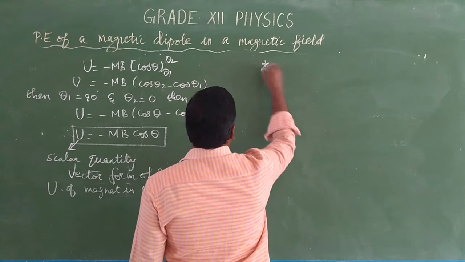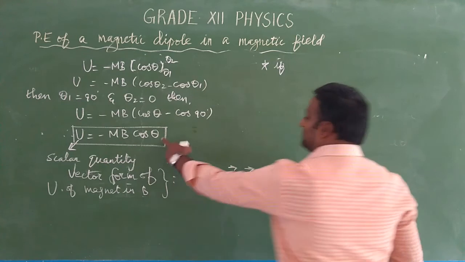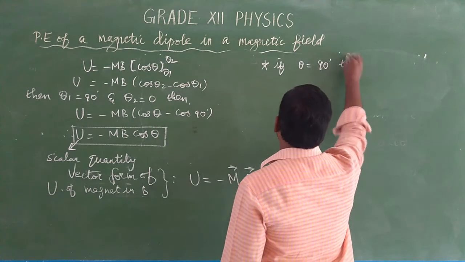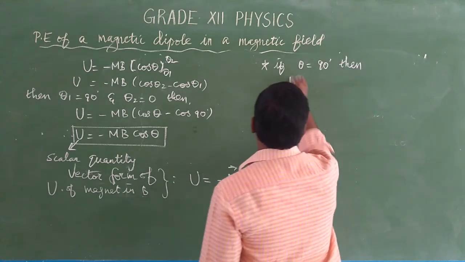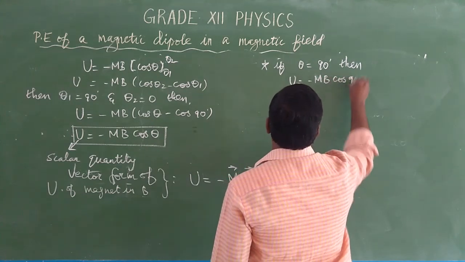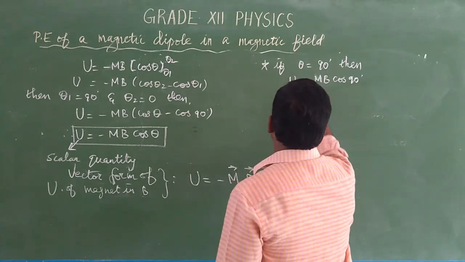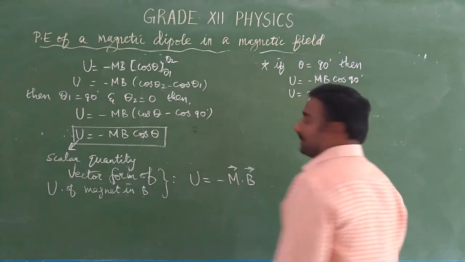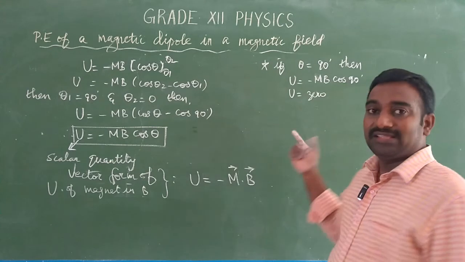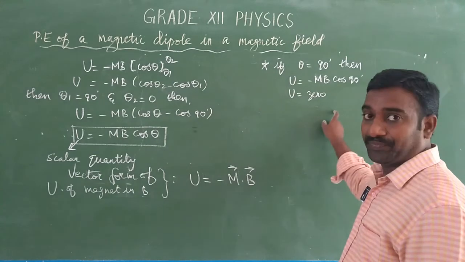Case 1. The first case, if theta is 90 degree, then what is the potential energy? U is equal to minus mb cos 90 degree. Cos 90 degree is equal to sin 0, so it is 0. Then the potential energy becomes 0, which means the magnet which is placed perpendicular to the direction of the magnetic field does not experience any force. Okay, then the potential energy is 0.